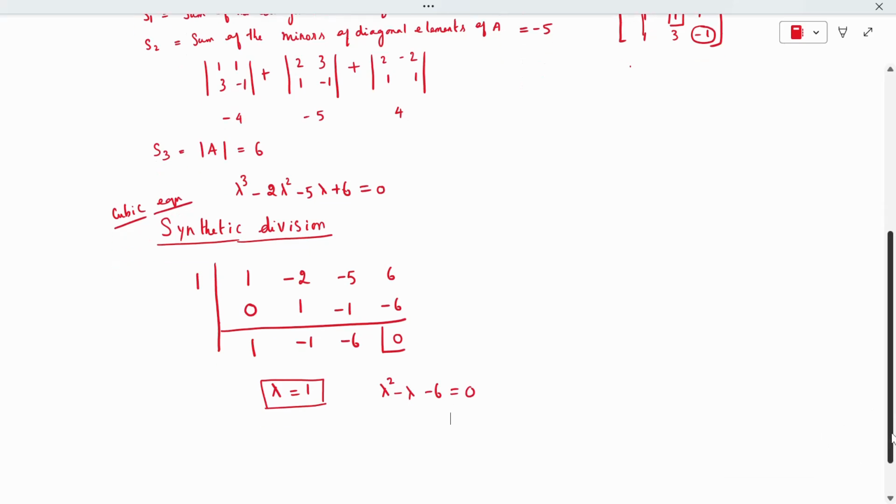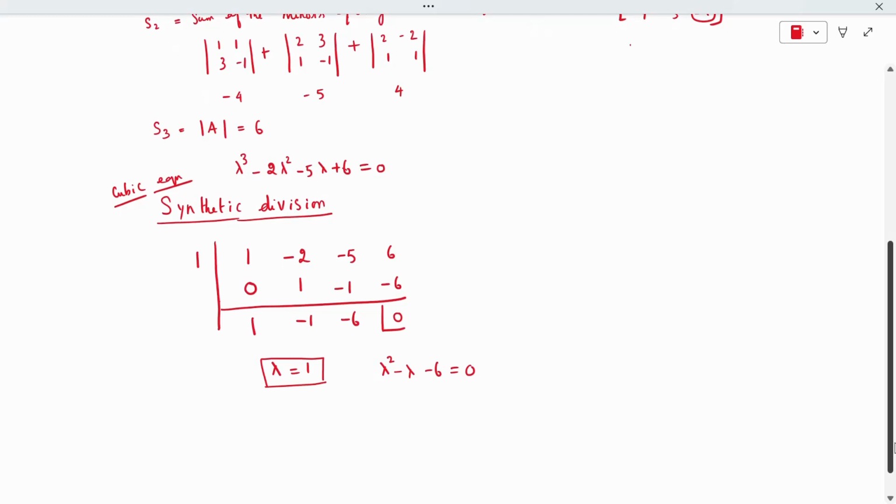Quadratic equation, write it in two parts. So how can I write it? It is in multiples. So (lambda minus 3) into (lambda plus 2). You multiply, check it: lambda squared minus lambda minus 6. It's correct. So lambda will be 1, minus 2, 3. So we got 3 lambdas.